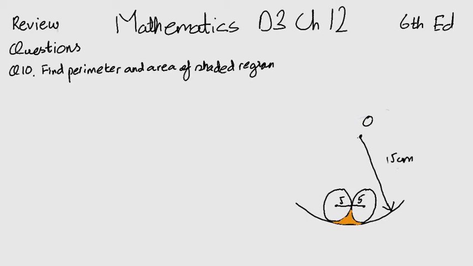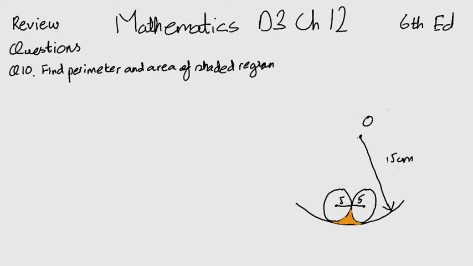Now this question has very limited information. We are given a larger circle with a radius of 15 centimeters and a center O. Placed on the perimeter of the larger circle are two smaller circles that are touching each other externally, and their radii are 5 centimeters. The shaded region is a very small region, a gap between the larger circle and the two smaller circles. You are asked to find the perimeter and the area of the shaded region.